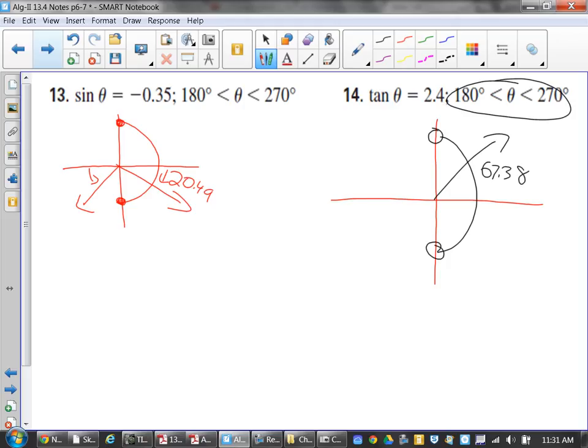The other quadrant that gives you a tangent value that's positive is the third. So to get this angle into the third quadrant, the reference angle again is going to be 67.38. What do you do to it? Add to 180. 247.38.